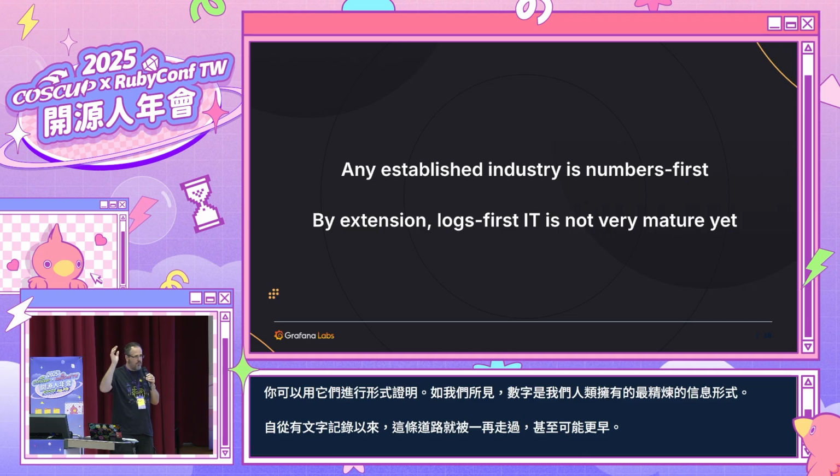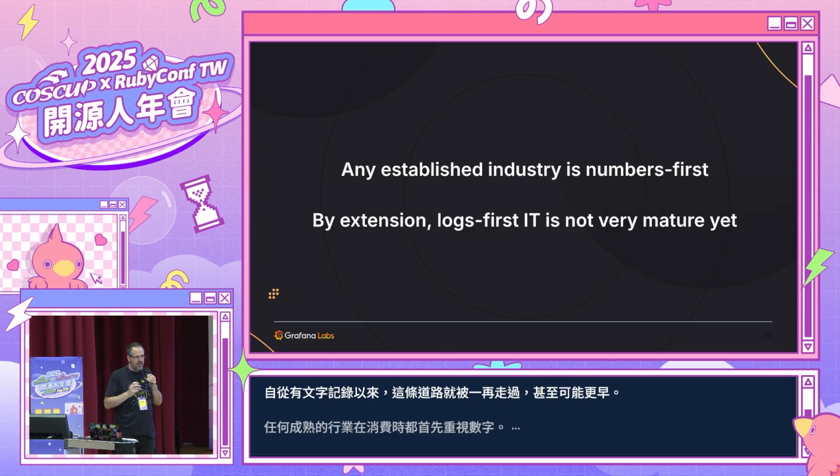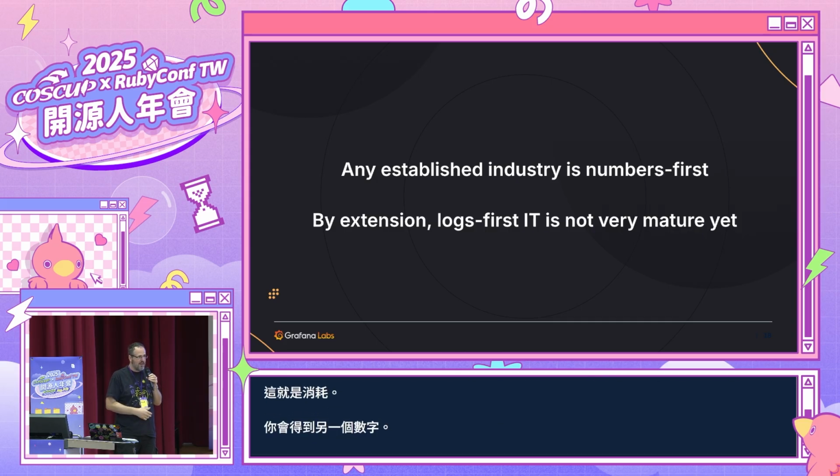If you consume water or power, you get a number by the supplier, that's the consumption. You get another number, this is how much you have to pay per unit. Another number, this is how much you have to pay. Another number, this is where you wire the money. It's all numbers. By extension, my argument is that IT is not super mature yet, because the vast majority of IT tends still to be logs first and events, not numbers, not extract all of the information into pure knowledge.